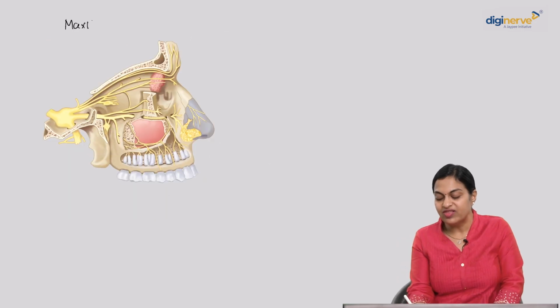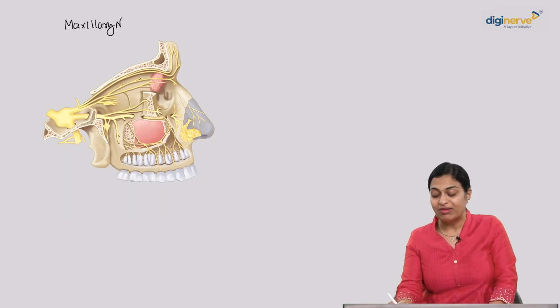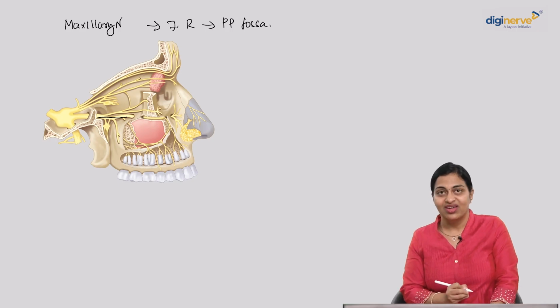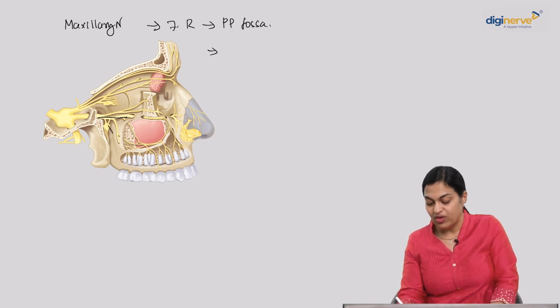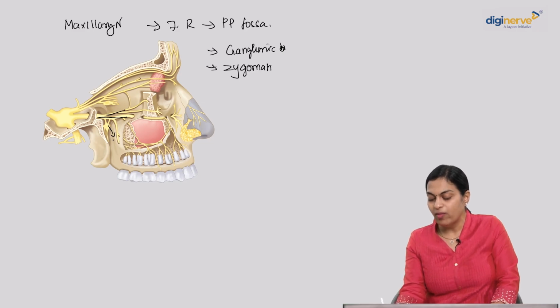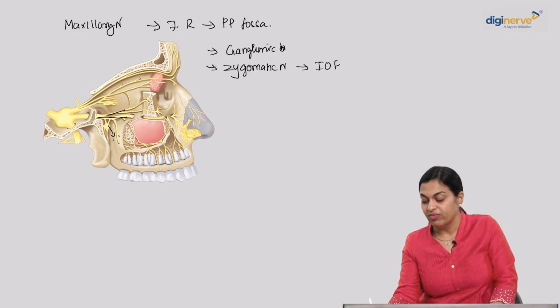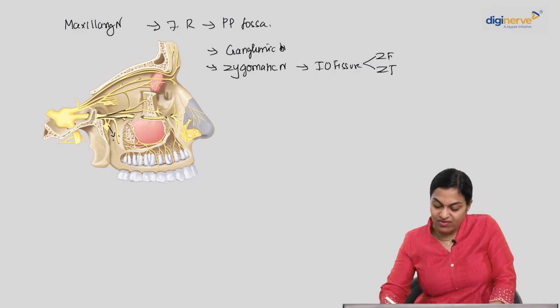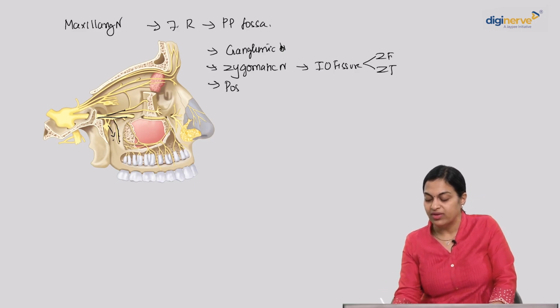Okay, coming to next, the maxillary nerve. So we saw that the maxillary nerve through the foramen rotundum reaches the pterygopalatine fossa. This is the maxillary nerve. It gives off branches here. This is the pterygopalatine ganglia. It gives branches to the pterygopalatine ganglia. It gives the zygomatic nerve. This zygomatic nerve will pass through the inferior orbital fissure and it will terminate over the face as zygomaticofacial and zygomaticotemporal nerve. It will give rise to the postero-superior alveolar nerve.